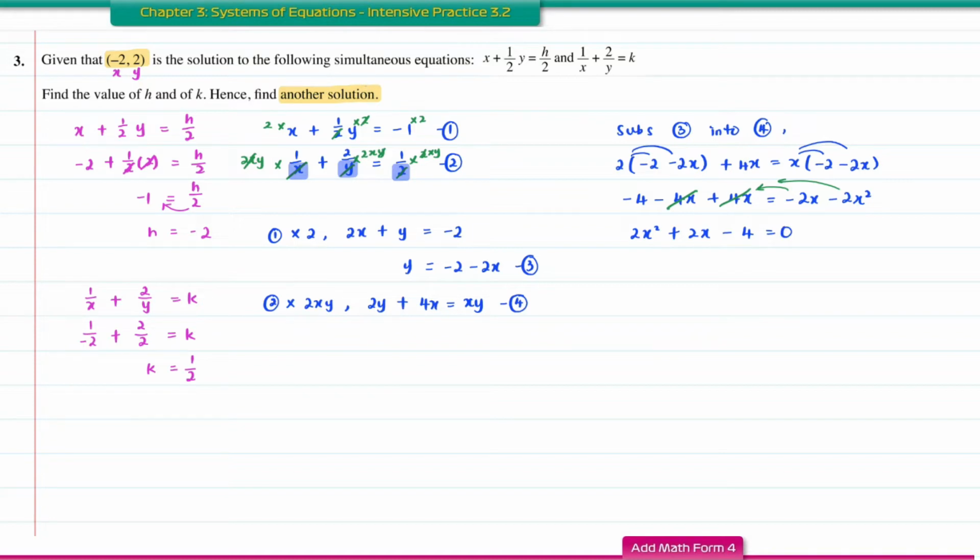So here we can simplify it by dividing every term by 2. So here you're going to have x squared plus x minus 2 equal to 0. To solve this quadratic equation, we can use the factorization method, as this one can be factorized completely. So the first bracket is x plus 2, the second one is x minus 1, equal to 0. Therefore, x is equal to negative 2, or the other one is x equal to 1.